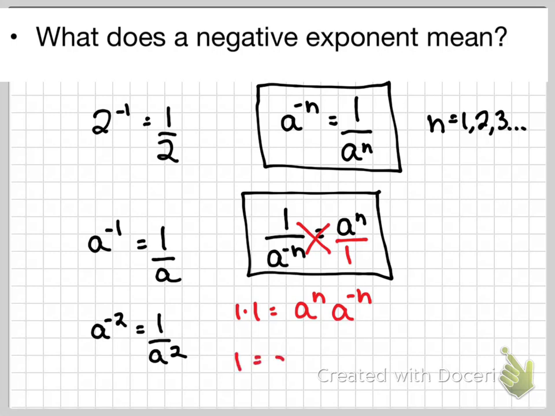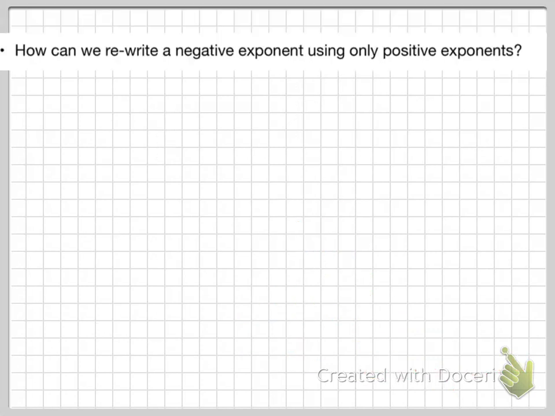So remember, the product rule says that I can add exponents when I'm multiplying by the same base. n minus n is equal to 0. So I also have this definition that emerges that 1 is equal to a to the 0 power. And remember, that's true of all numbers as long as the base itself, a, is not equal to 0. Okay, let's answer our last question. How can we rewrite a negative exponent using only positive exponents?